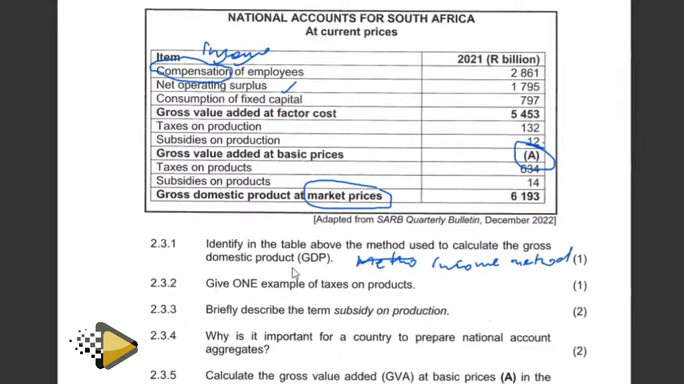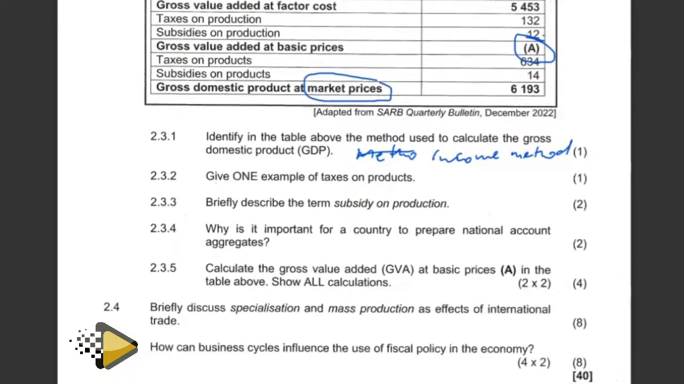Okay, right. So now let's move on to 2.3.2. So 2.3.2 reads as follows. Give one example of taxes on product. So if we check taxes on products, we are going to have the likes of value added tax. We are also going to have the likes of import duties, and we are also going to have the likes of tax on exports.